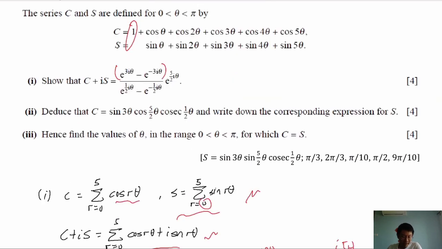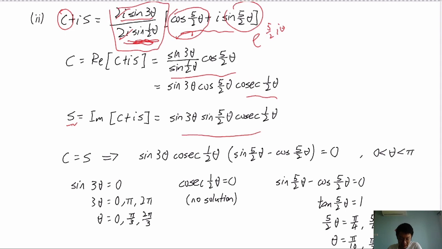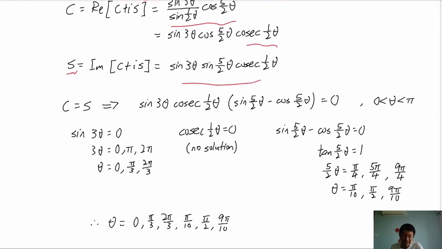For the third part, we need to find the value of theta in the range of 0 to pi for which C is equal to S. When we equate the C and the S together, we have some common terms here, which are sine 3 theta and cosec half theta. We are not supposed to cancel them before we rearrange.